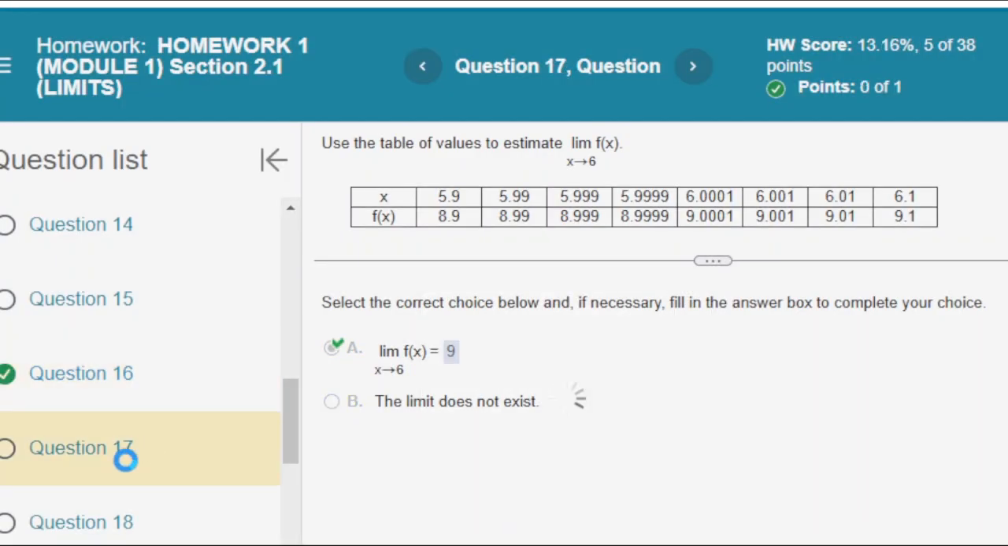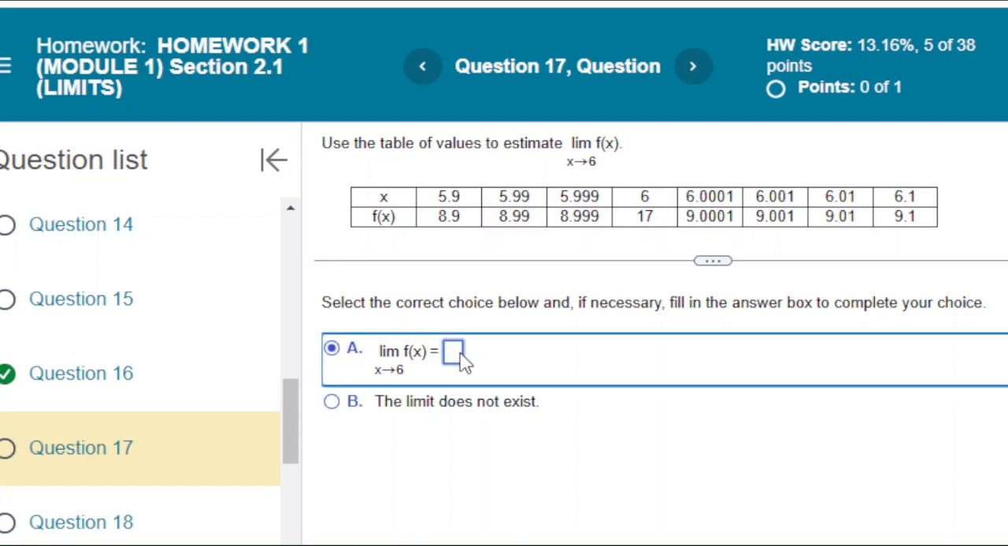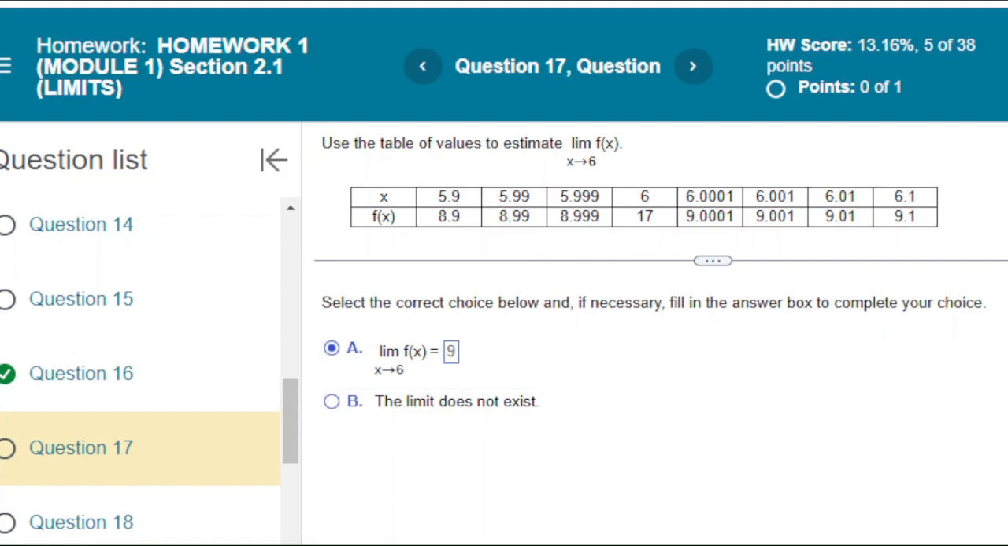We got it correct. Okay, now what about number 17? This one's very similar, but notice f of 6 is 17. So does that mean that the limit here is going to be 17? No. Remember, the limit has nothing to do with how the function is defined at that number, the 6 in this case. In fact, f of 6 is 17, but the limit as x approaches 6 is still going to be 9 here. When you take inputs that get close to 6 but not equal to 6, the outputs are close to 9. And the closer those inputs are to 6, the closer our outputs are going to be to 9. So again, this one would also be 9.